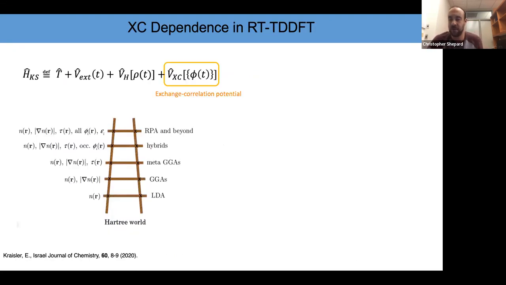So that was a lot of our original work, but everything I've shown so far is based on using a GGA or an LDA exchange correlation potential. And in real-time TD-DFT, there is a very large dependence of the results on which exchange correlation potential we use.